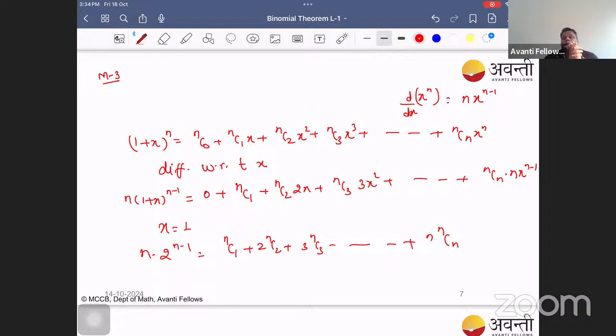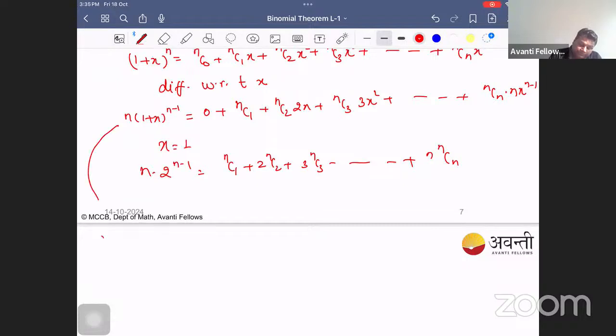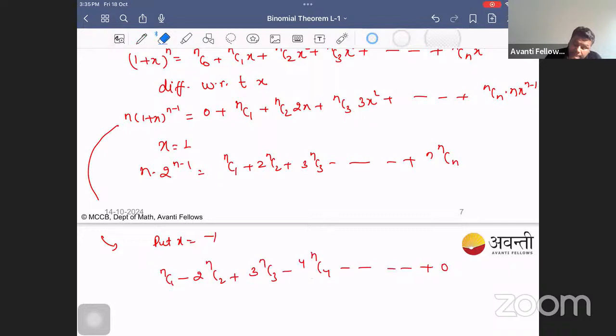So this is a third approach for this particular expansion. Now with this expansion only, if I put x equals minus 1, then nC1 - 2·nC2 + 3·nC3 - 4·nC4 and so on, it is going to be 0.